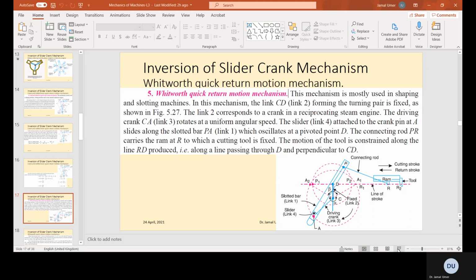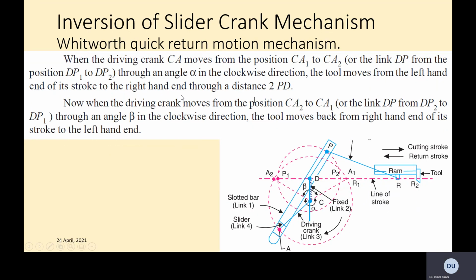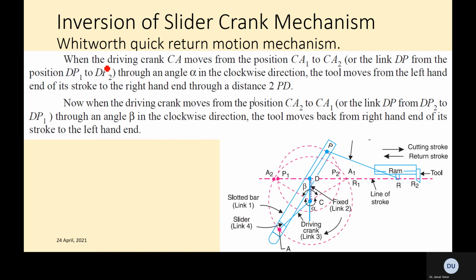All right, so further explanation now. When the driving crank CA moves from position CA1 to CA2, we got two positions. CA1 is the first position, and CA2 is the second position. You see there are two circles: one because of this driving crank, and another one because of the slotted bar, which is like this circle.